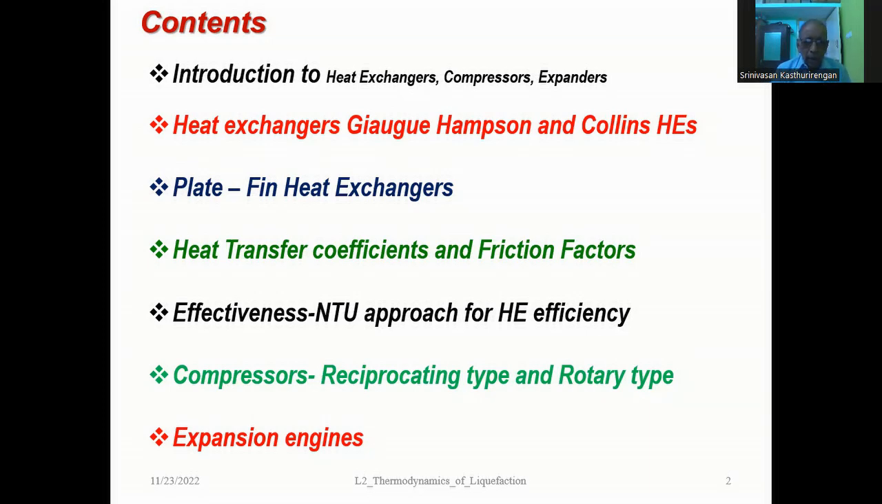Okay. Under the heat exchangers, there are several types, and we will also discuss the Georg-Hampson heat exchanger and Collins heat exchanger. There are also additional heat exchangers which are known as plate fin heat exchangers. We will discuss the heat transfer coefficients and friction factors of the heat exchangers. We will discuss the effectiveness NTU approach for the heat exchanger efficiency.